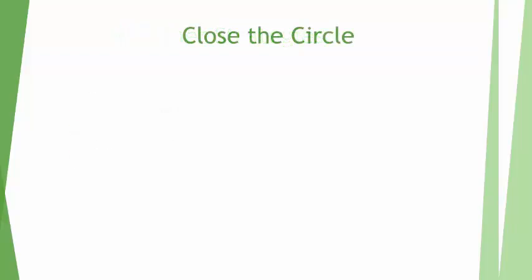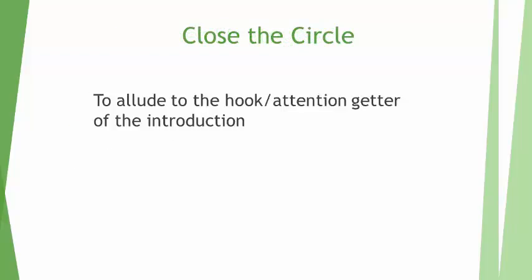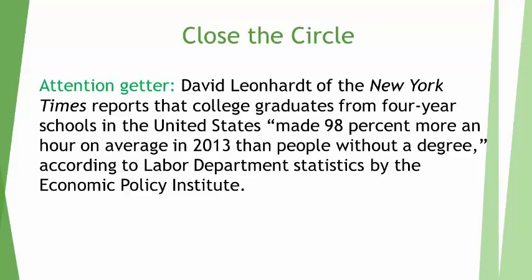Closing the circle means to allude to the hook or attention getter that you used in your introduction. So for this sample assignment, in my introduction, my attention getter was David Lionheart of the New York Times reports that college graduates from 4-year schools in the United States made 98% more an hour on average in 2013 than people without a degree, according to Labor Department statistics by the Economic Policy Institute. My strategy in the conclusion, therefore, would be to allude to that attention getter.